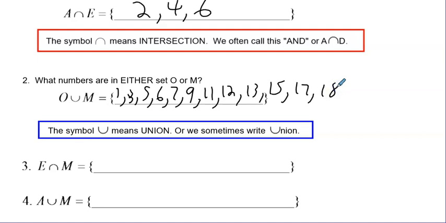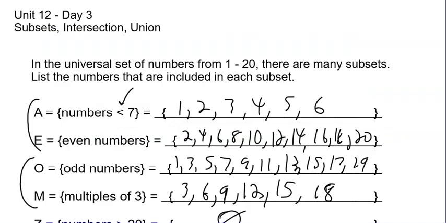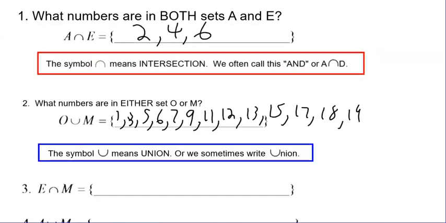So that has either or. That's your odd numbers, 1, 3, 5, 7, 9, 11, 13, 15, 17, 19, along with the multiples of 3. 3, which is in both. 6, which is new. 9 in both. 12, new. 15 is in both. 18 is new. So again, odd numbers or multiples of 3, either one of them.